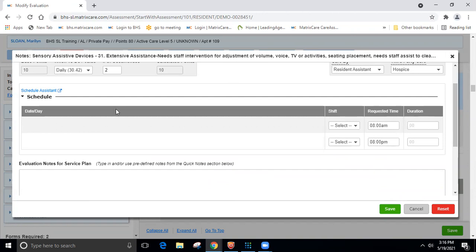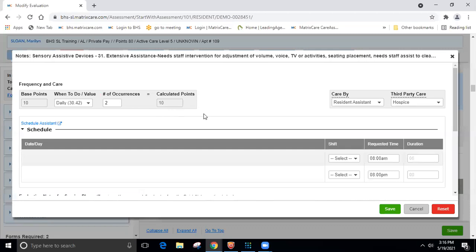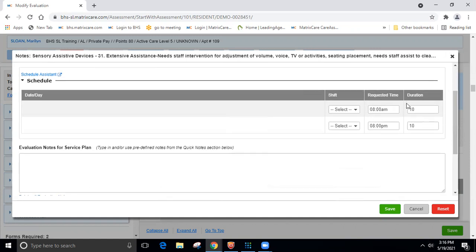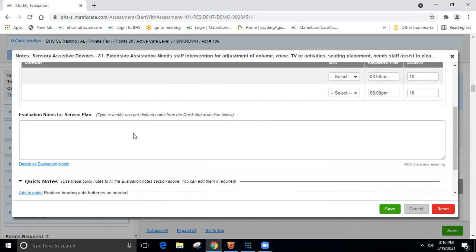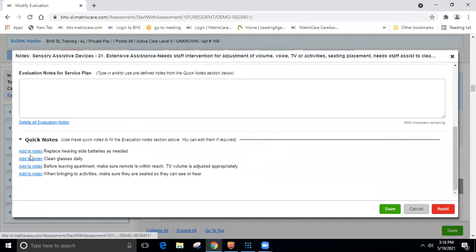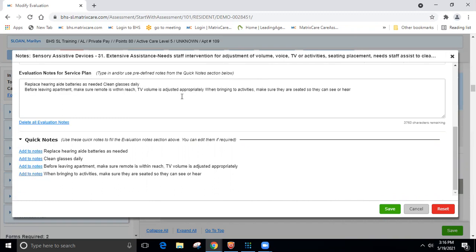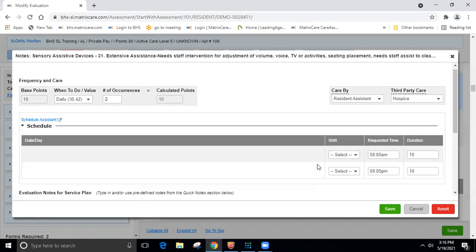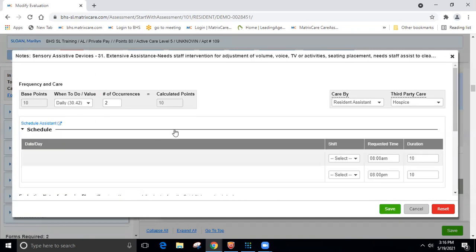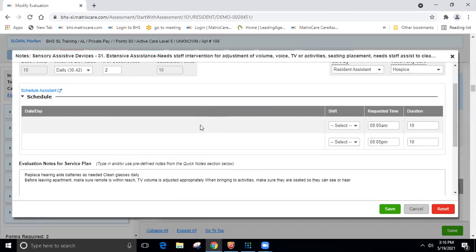Duration. Duration just means how long the service is. And this one is a 10-minute service. Maybe it's a 5-minute service for this person. You don't have to put a duration in, but I'll show you why it's kind of nice if you do. We'll get to that in a minute. But again, there's some quick notes that maybe this is what the aides need to do in there. Because this is now scheduled, this is something that the aides will sign off on every day at 8 and 8.